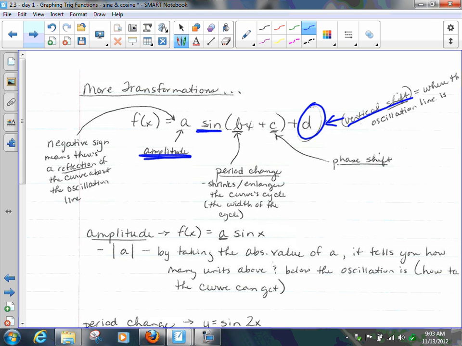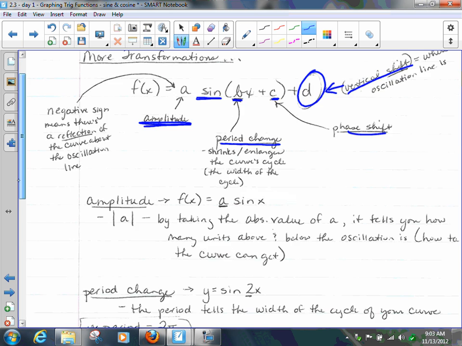Then we're going to look at the coefficient in front of x, and that's going to give us the period change. It changes the length of the curve. It shrinks or enlarges the curve cycle, the width of the cycle. And then C is phase shift. That's the last thing we go over, and it'll be a couple days before we go over phase shift, okay? But we're going to do this in order. We went over vertical shift. You know how to move it up and down the y-axis. Now we're going to look at amplitude today.